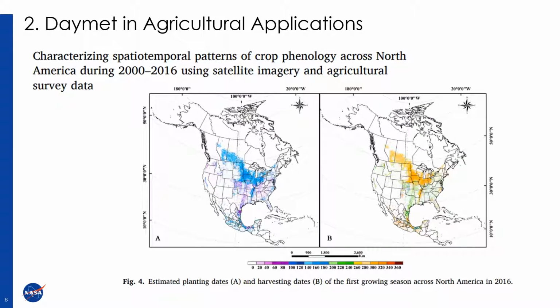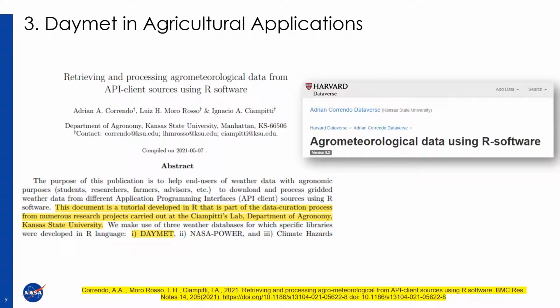To demonstrate the large North American spatial extent of this study, here's an image from that paper showing estimated planting and harvesting dates. And the last of many agricultural applications that I'll share. This one is a little different in that it's an example of a tutorial and open source code that demonstrates how to access data through one of Daymet's APIs.